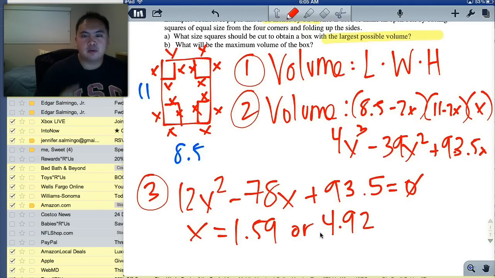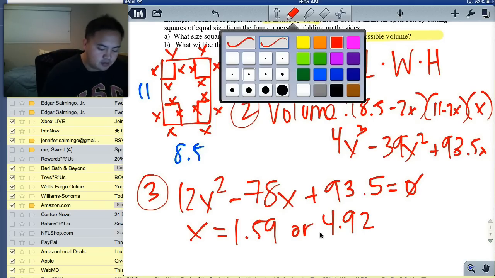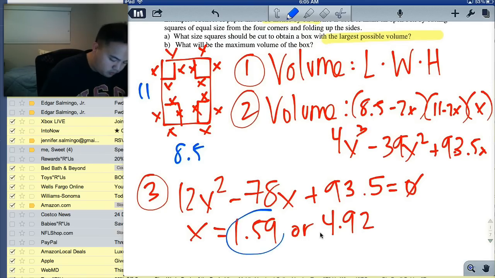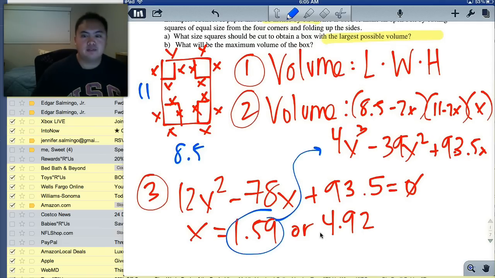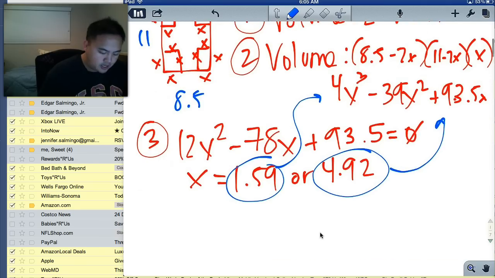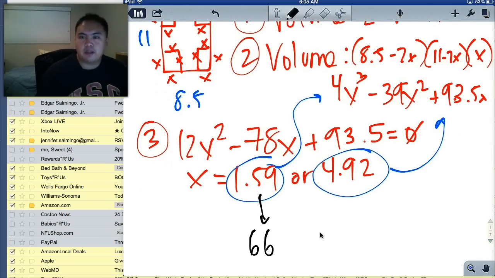I don't know if you guys remember what to do, but once I have these numbers, I'm going to put them back into my volume equation and see which one gives me the highest volume. So I'll take 1.59 and plug it in. I'll take 4.92 and plug it in. Again, to make this much quicker for you, I already solved it out. When I plug in 1.59, I end up getting something around 66. When I plug in 4.92 into the equation, I end up getting negative 7.